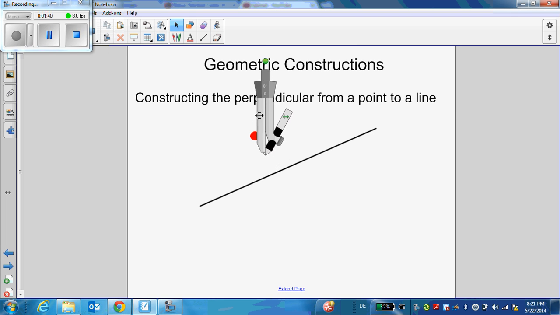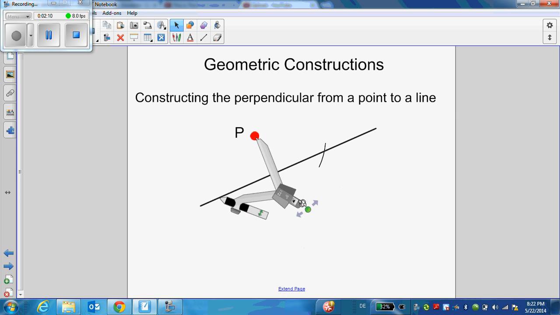You know how technologically challenged I can be with the smartboard stuff. So here we go. It says to place the compass on the point P, which I forgot to name. P. There we go. We've got point P. We have our compass on P, and we need to make two arcs on the line. I'm going to draw it out. It doesn't have to be a specific distance, but it just has to hit the line. Okay, so here's our first step.